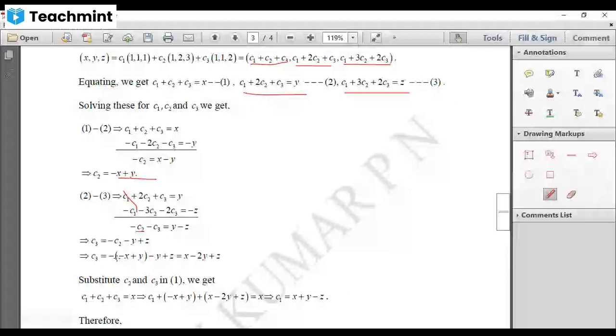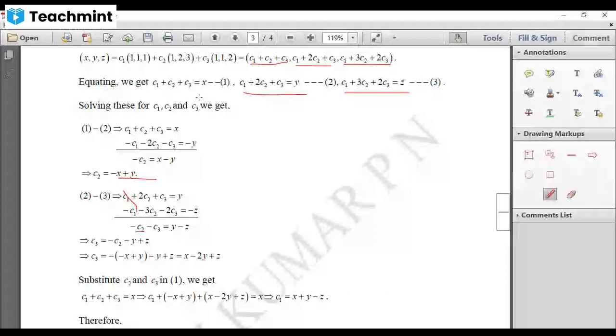So it is minus x plus y. So minus of this means minus into minus plus x. Minus y is minus 2y plus z. That is your C3. So we got C2 and C3. Substitute them in any of the equation. Let me substitute in equation 1.